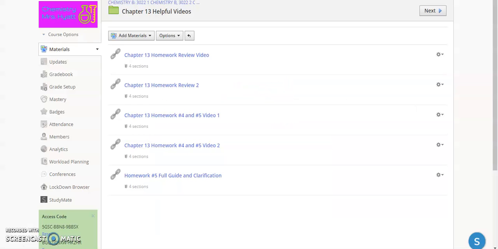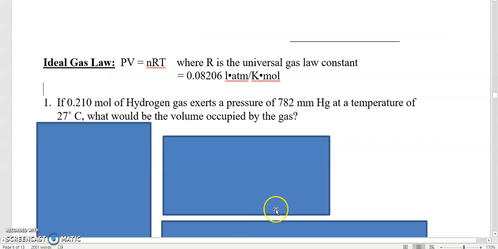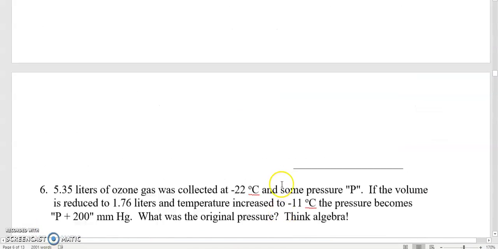I would highly recommend watching my homework number 5 full guide and clarification video for an in-depth analysis on why that has to be specific units, and all the answers to number 5 for the homework, and my process of going through them. I'd recommend watching that for an in-depth guide and a great review so you can become more prepared for the test that's coming up.